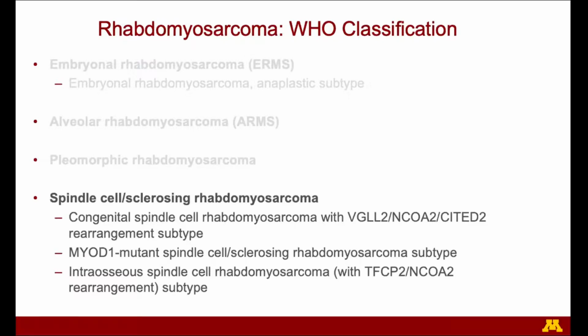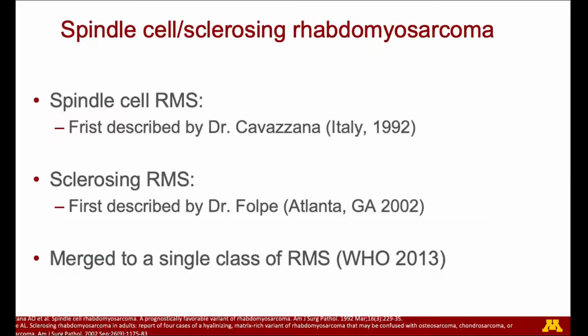Spindle cell rhabdomyosarcoma was first described by Dr. Cavazzana in 1992, and sclerosing rhabdomyosarcoma was first described by Dr. Folpe in 2002. These 2 entities were classified as a part of embryonal rhabdomyosarcoma previously, but the overlapping morphologic features seen in both the spindle cell and sclerosing rhabdomyosarcomas suggested a relationship between these 2 groups.